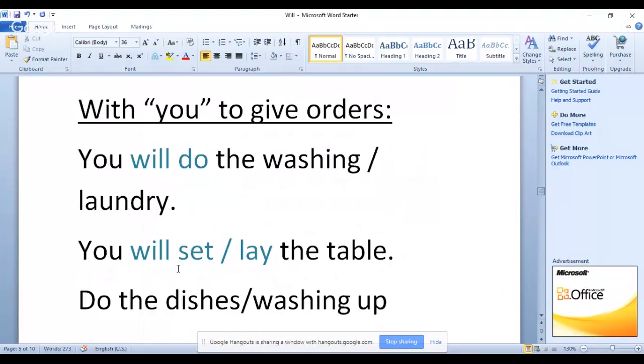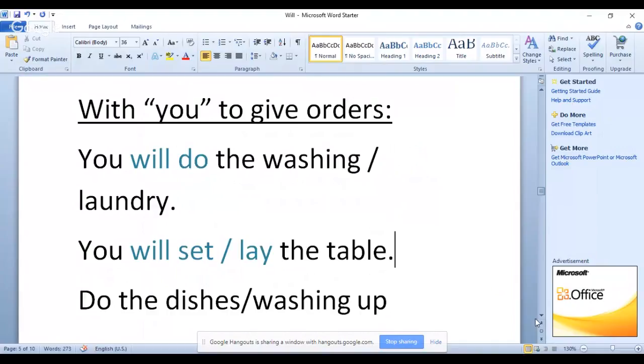And then this other one is you will set or lay the table. Set is American English, British English is lay. Wow, I've never heard of lay the table. Isn't that crazy? I know, the first time I heard that, I was like, what? Excuse me? So I try and put in both as much as possible, if I know it. And these are some that I do know. So it's quite funny.